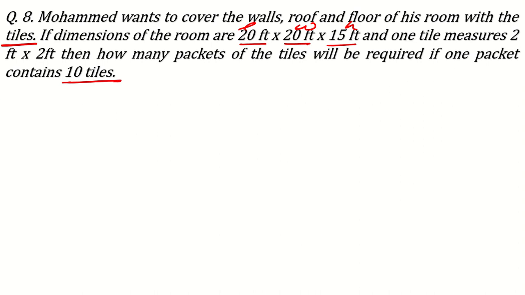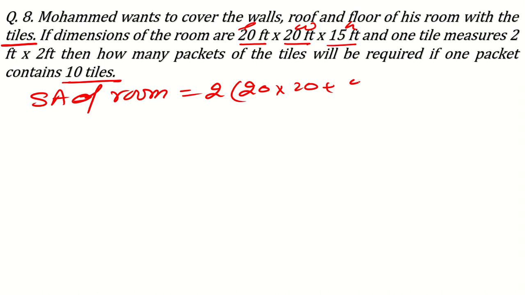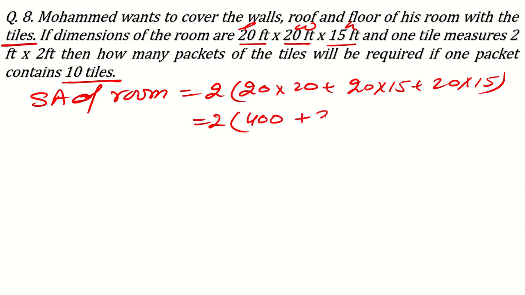So my dear students, so many things are here to do. First of all, we'll find the surface area of the room. Okay, it is 2 times LB plus BH plus HL. Okay, and it is equal to 2 times 20 multiply 20, 400, 20 multiply 15, 300 plus 300 again. So it is 300 plus 300, 600, 600 plus 400, 1000, 1000 multiply by 2, 2000 feet square. This is the surface area of the room.